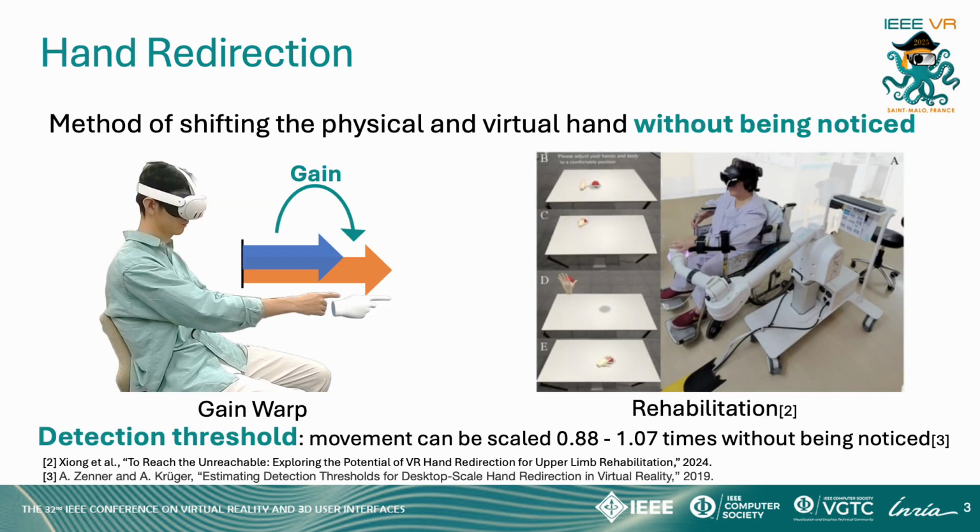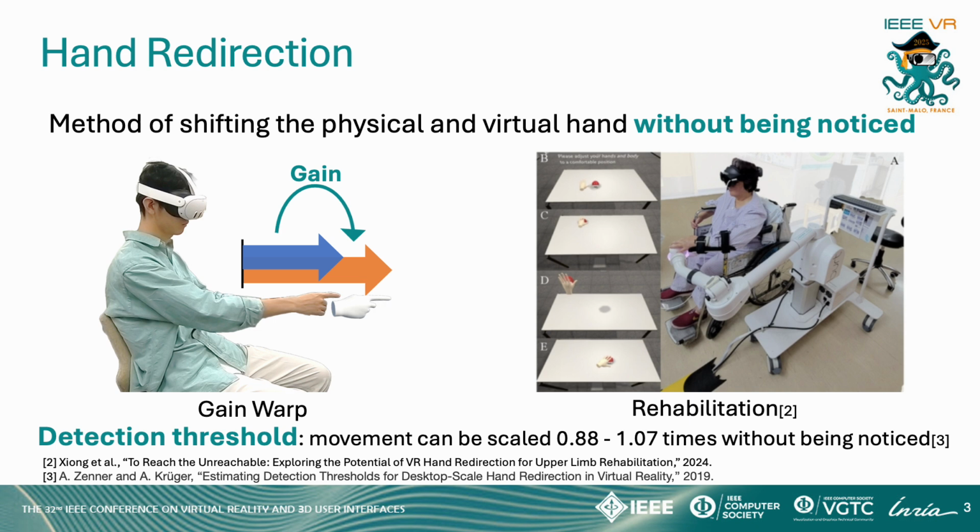Hand redirection is a method that shifts the position of the user's physical hand and virtual hand without the user noticing. One major variation of this technique is known as gain warp, which applies a gain, a scale factor, to the user's reaching distance, thereby scaling the virtual reaching distance. Recent studies have reported that hand redirection can help increase motivation during upper limb rehabilitation.